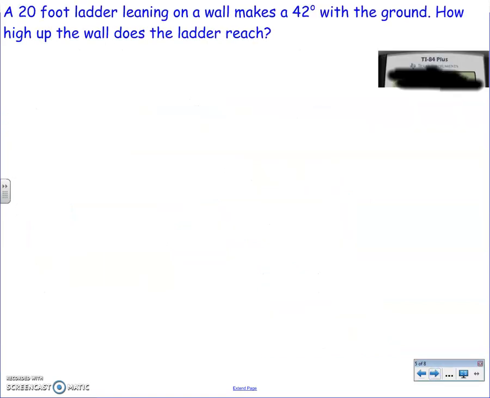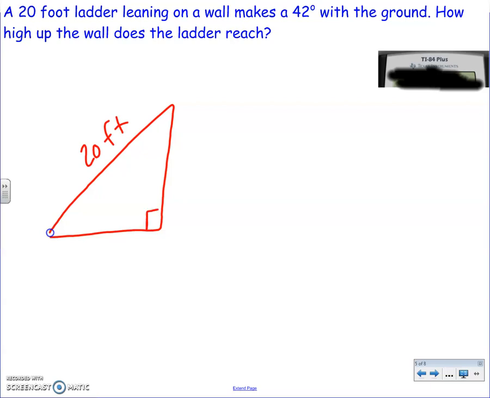Alright, here's another one. A 20-foot ladder leaning on a wall makes a 42 degree angle at the ground. How high up the wall does it reach? Because this is saying the ground, a ladder, ladders are leaning, so it's leaning against some building. So this diagonal is a ladder. It's 20 feet. And when you have horizontal vertical, that's 90. The angle with the ground's on the bottom, so this is a 42 degree angle. That's the same thing as saying a 42 degree angle of elevation. How high does the ladder reach?